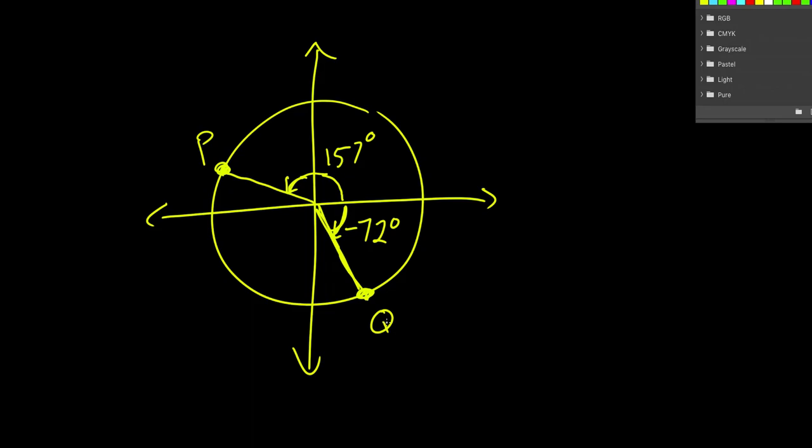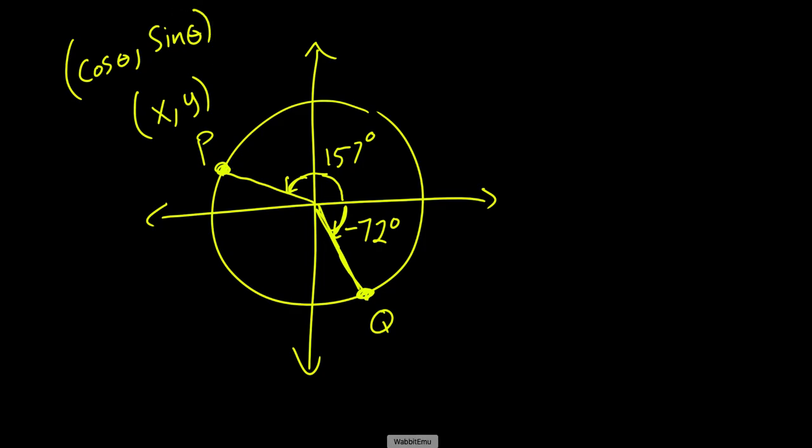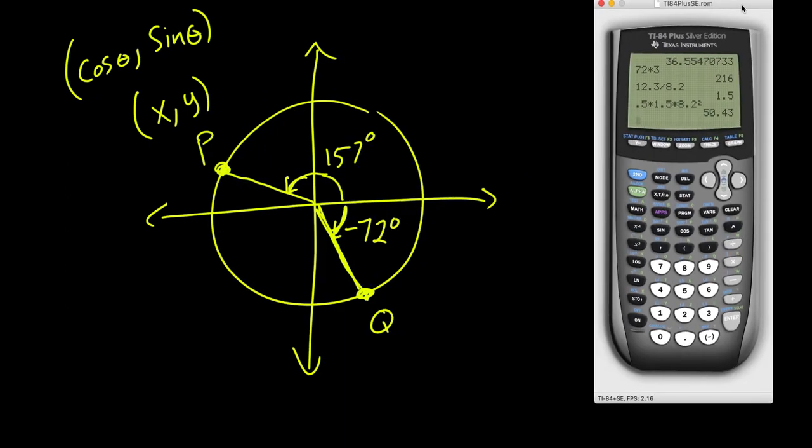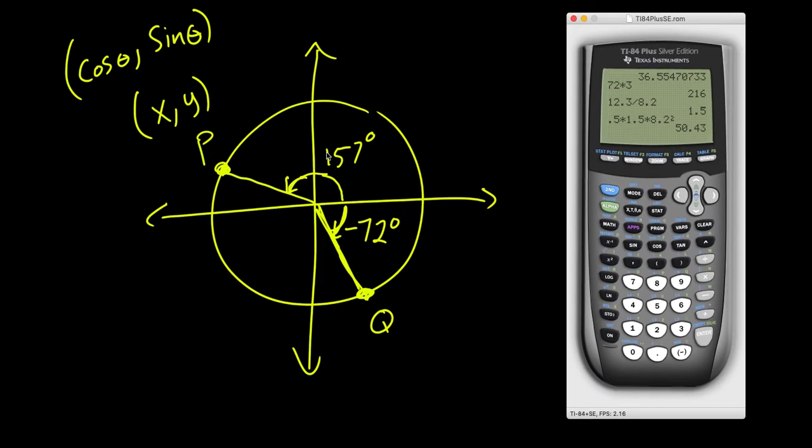And so if we're looking at P, we want our x comma y value. And if you remember, cosine is x and sine is y. So it's really asking for the cosine comma sine value. So what we're going to do for P, we're going to just plug in this angle, 157, and we're going to say cosine 157.